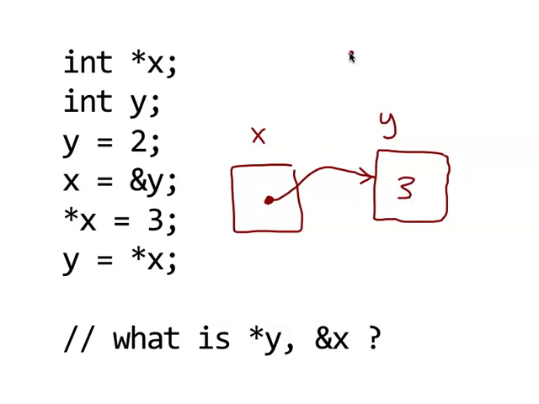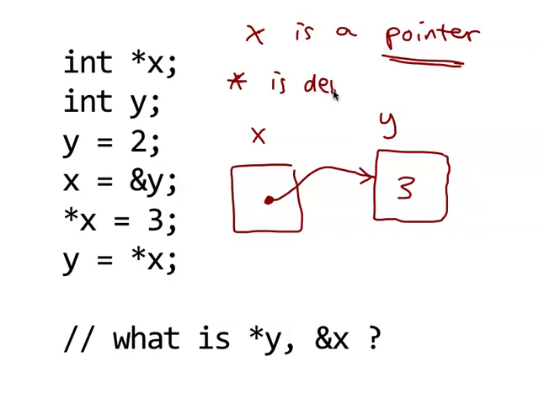Because of this, x is also called a pointer. A pointer is basically a term for addresses of variables, and it's called a pointer because you can think of it as actually pointing to another location rather than being a value. So I say star x equals 3, and this star operator is called a dereferencing operator.